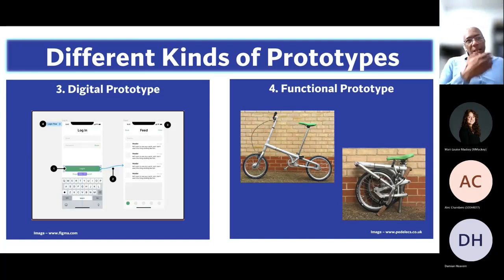Then we have digital prototypes. It's a preliminary version of a product or design that's created using digital tools and software. So in this example, let's say you're designing a new mobile app that helps people track their fitness goals. You might create a digital prototype of the app using software like Figma or Sketch. This digital prototype would include the app's user interface, such as the home screen, menus, buttons, and other interactive elements.